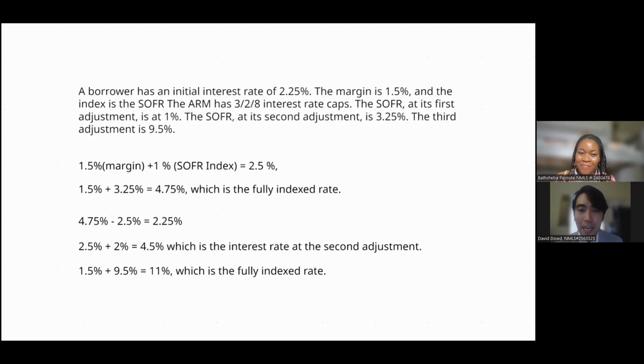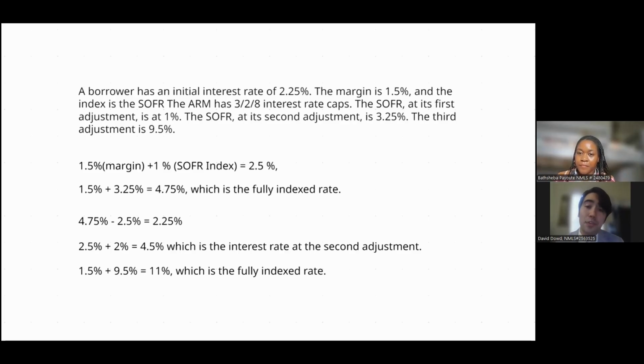So yeah, let's see here. We're going to continue the problem. So our fully indexed rate is 11% on the third adjustment, okay? It says this is where the lifetime cap would kick in. So that's that 8 at the end, right? Remember our caps are 3, 2, 8. The 8 represents the maximum amount the interest rate can increase over the life of the loan, okay? Over the life of the loan. That's why it's called the lifetime cap.